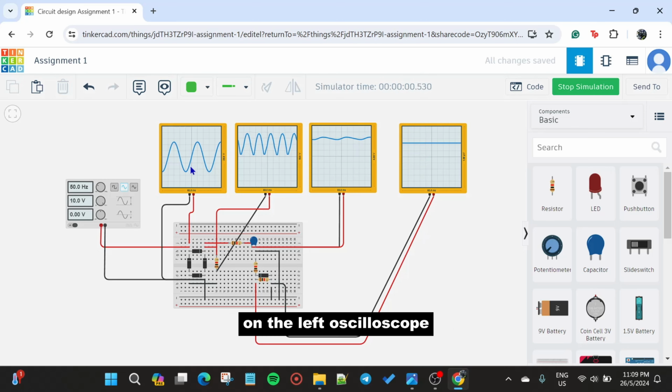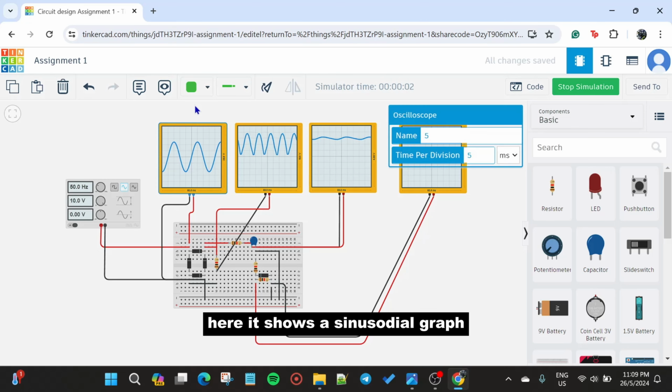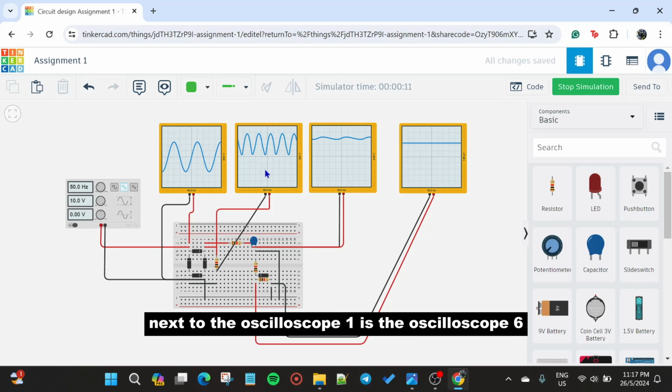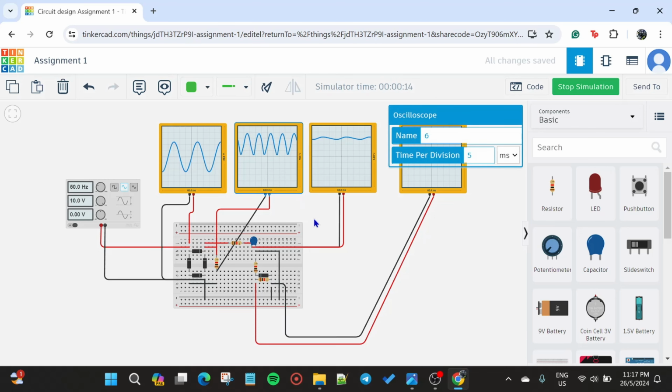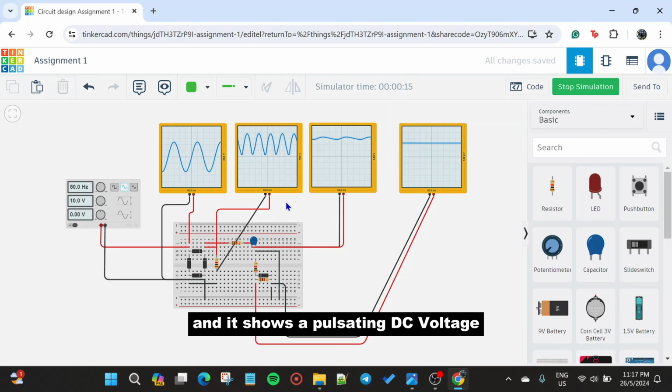On the left oscilloscope over here, it shows a sinusoidal graph. It happened because the voltage is directly from the power supply, and the power supply is an AC voltage. Next to oscilloscope 1 is oscilloscope 6, and it shows a pulsating DC voltage.